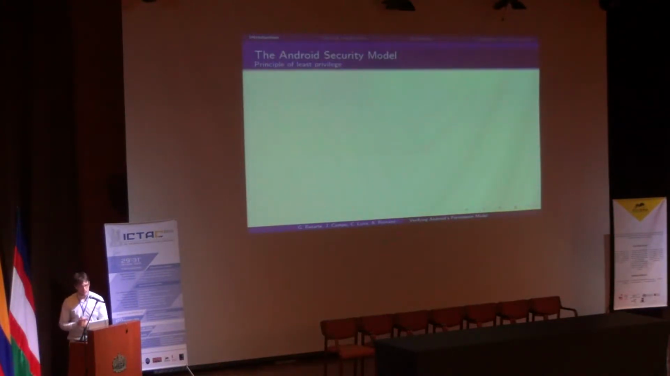Well, now let's talk about the Android security model. One of the main aspects of this model is that it tries to comply with the so-called principle of least privilege. This principle says that an application should have access to the resources it needs to function and no more. Well, how is this achieved?